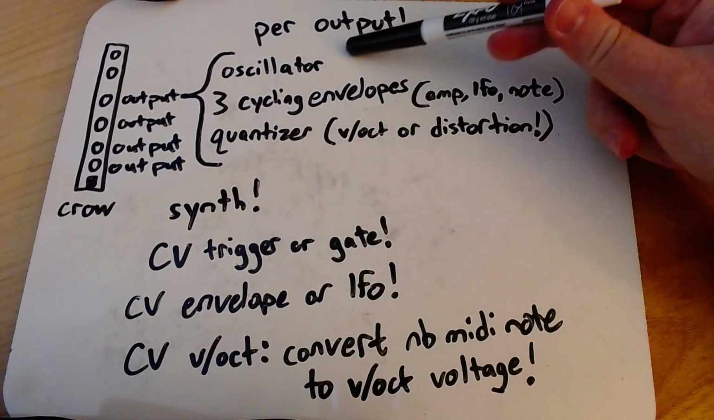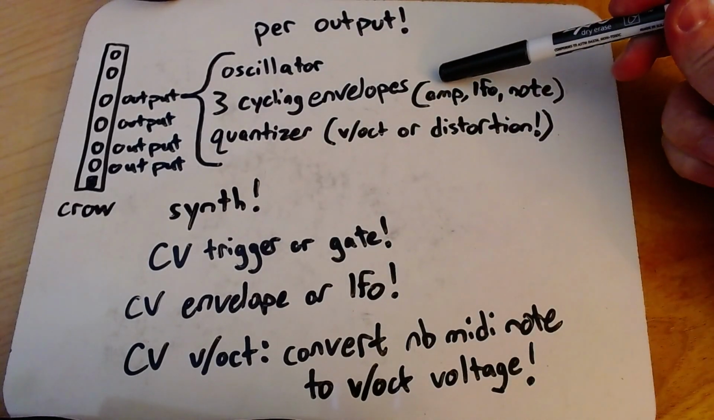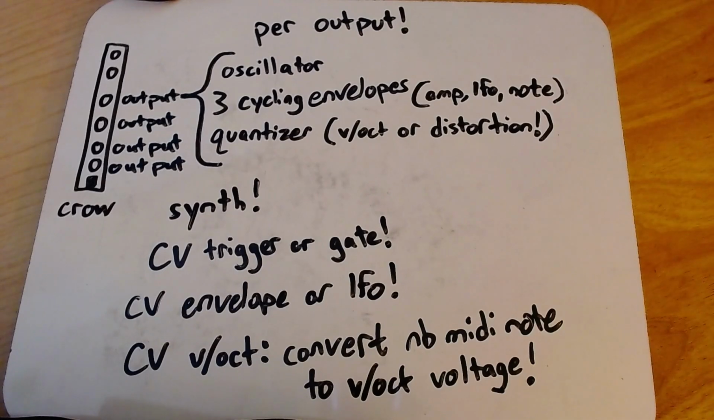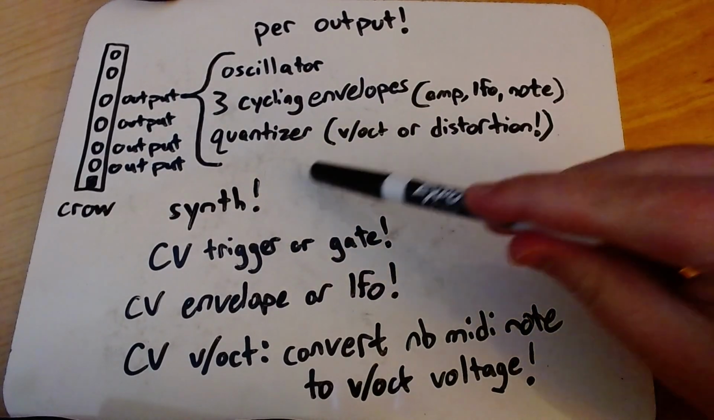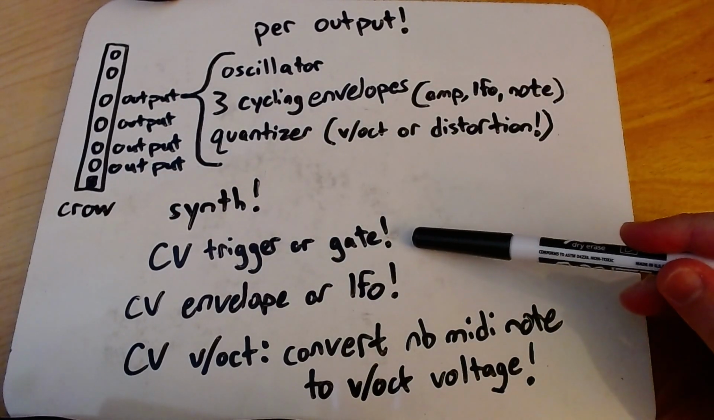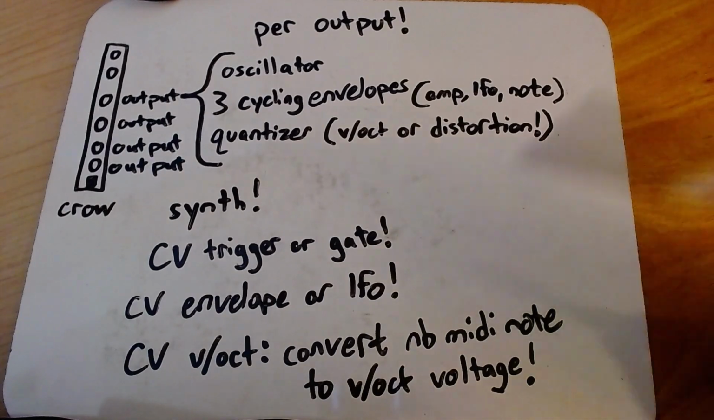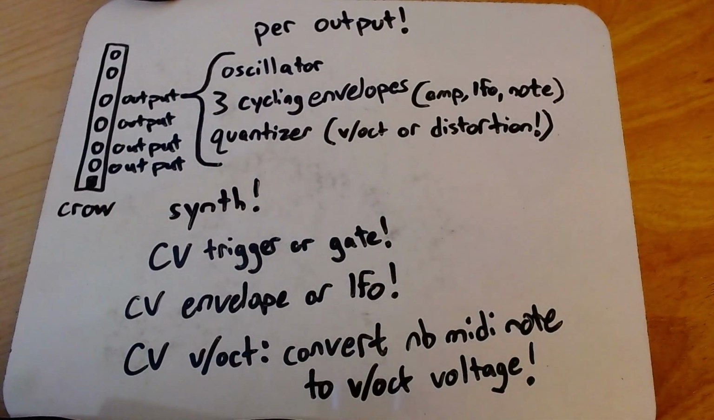Each output has an oscillator, 3 cycling envelopes used to modulate parameters of the oscillator, and then that outputs into a quantizer, used to quantize to a volt per octave signal, or you can use the quantizer to quantize audio signals for distortion. You can set each output to be a synthesizer, a control voltage trigger or gate, control voltage envelope or LFO, or you can convert the MIDI note from your NB sequencer into a volt per octave voltage signal.